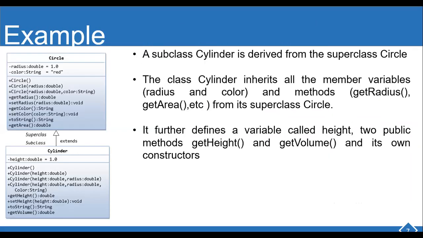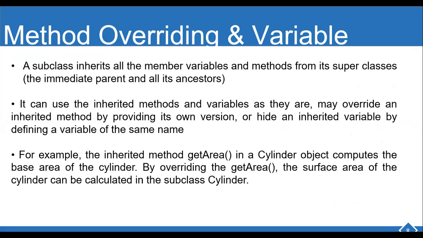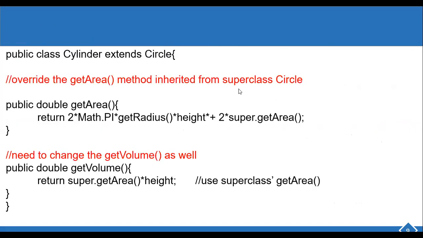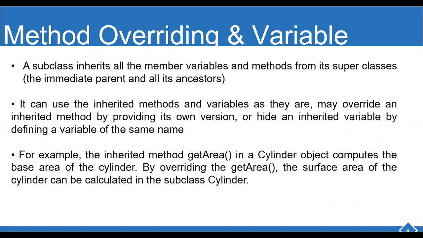So up to now, we have discussed inheritance. Now let's see the meaning of method overriding, and variables. What do you mean by overriding? For example, suppose there is an animal superclass, which we discussed in inheritance, and there we have hyena, man, dog, lion, like that.